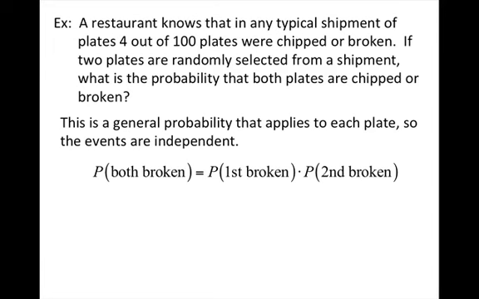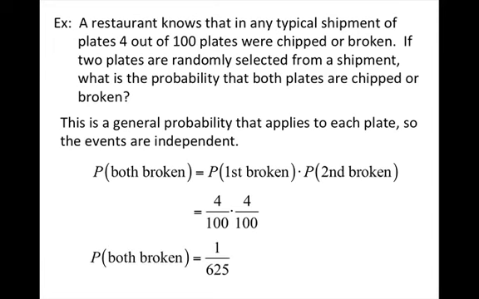So the probability that both are broken is equal to the probability that the first one is broken times the probability that the second one is broken. So the probability that the first one is broken is 4 out of 100. Every plate has a 4 out of 100 chance of being a broken plate. So the probability that the second one is broken is also 4 out of 100. Remember, that statistic was not for that specific shipment. It was just a general statistic. So the probability that both are broken is 1 out of 625.